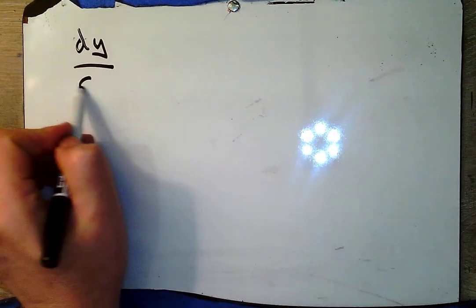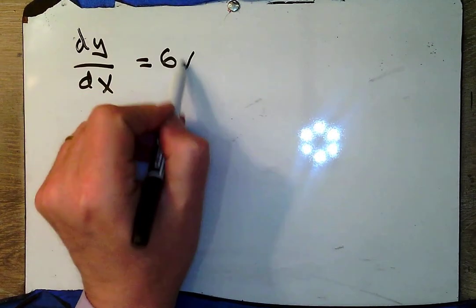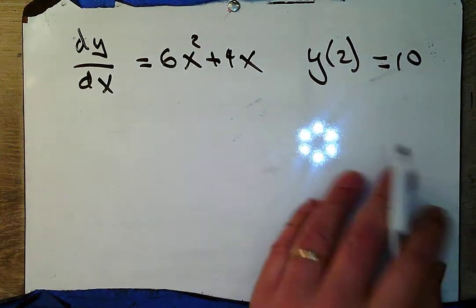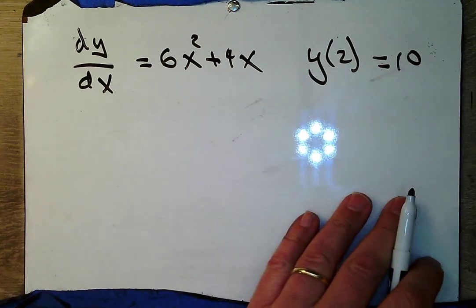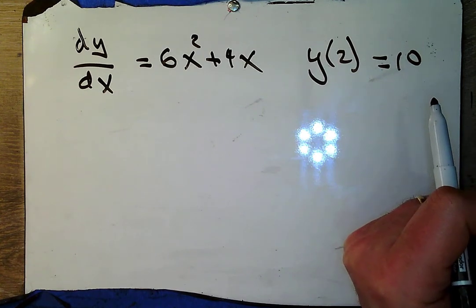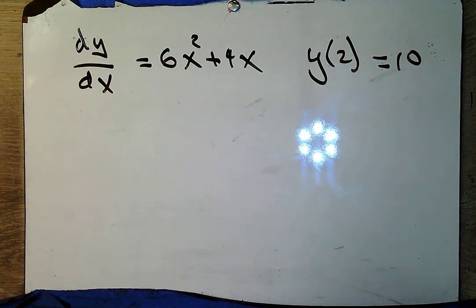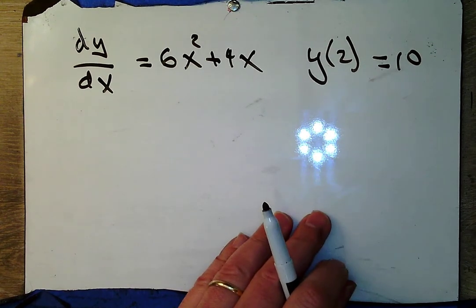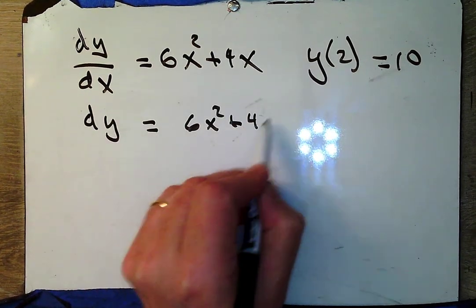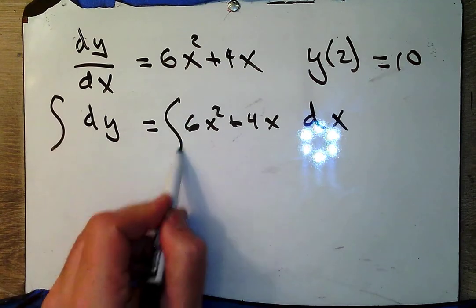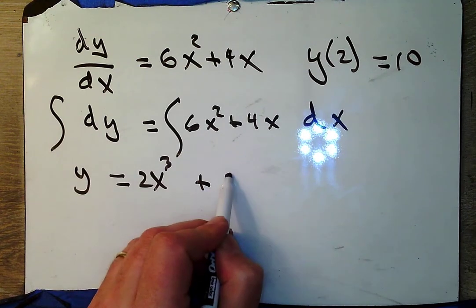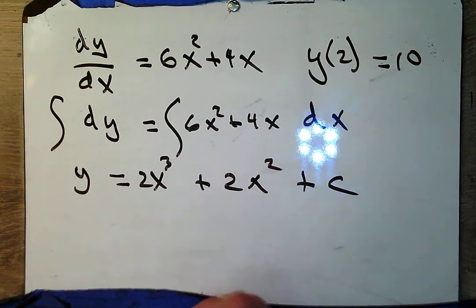So here, we'll start with this up front, 6x squared plus 4x, and y of 2 equals 10. Okay, solve that initial condition problem. I think we know how to be able to do that now. Okay, so we do that separation of variables, and then we integrate. We get y equals 2x to the third plus 2x squared, don't forget the plus c.